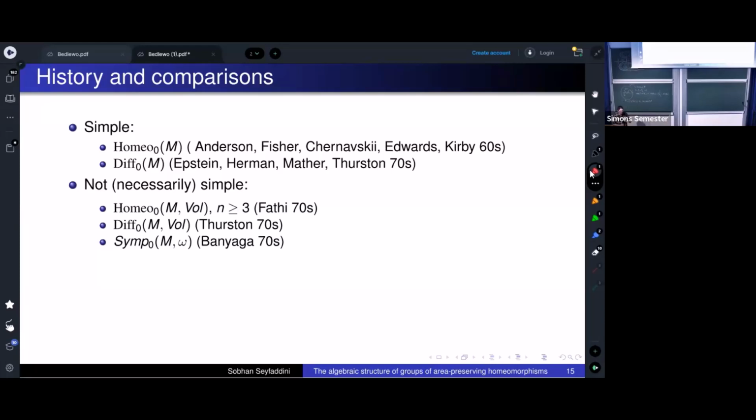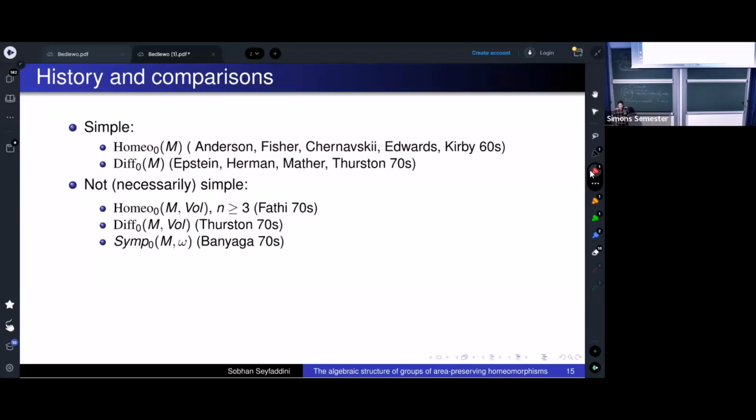When you lower regularity, the question becomes very subtle. Mather's proofs actually settle it for C^k, for all k, except for k equal to dimension plus 1 or something like this, where the proof doesn't work. That's still open. So C2 diffeomorphisms of the circle, we don't know if that's simple or not. So there are still some open questions left around here.